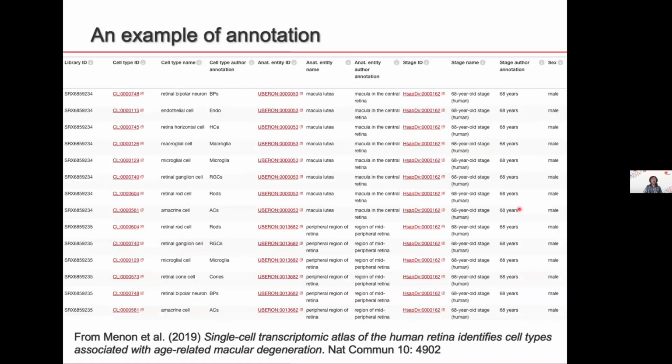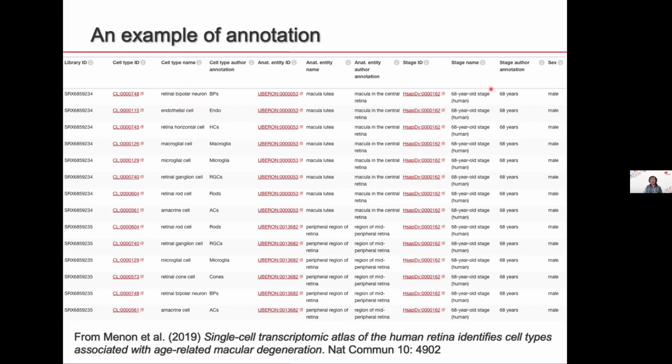So this is an example of an annotation. This is one big single cell data set, and this is how it appears on our web page where you can download the data. So you have the library IDs, of course, and then you have, for example, the authors call these cells these different terms, which are not always super clear. So you see BP, endo, HC, and we reannotated this to the standard terms of the cell ontology. So BP is retinal bipolar neuron, endo is endothelial cell, HC is retinal horizontal cell, and the same for the anatomy. They wrote these different terms, and we reannotate them to these standardized terms. So you can see all this is in the macula lutea.